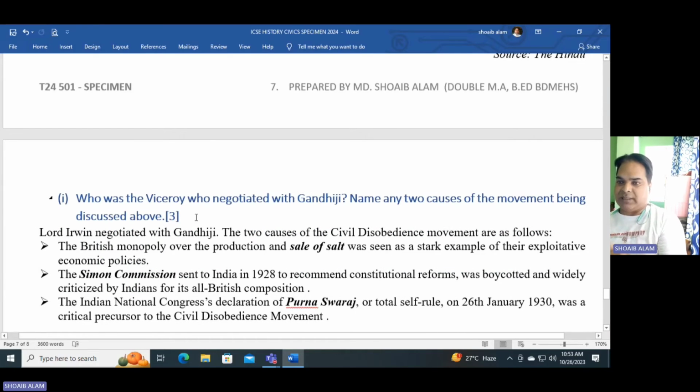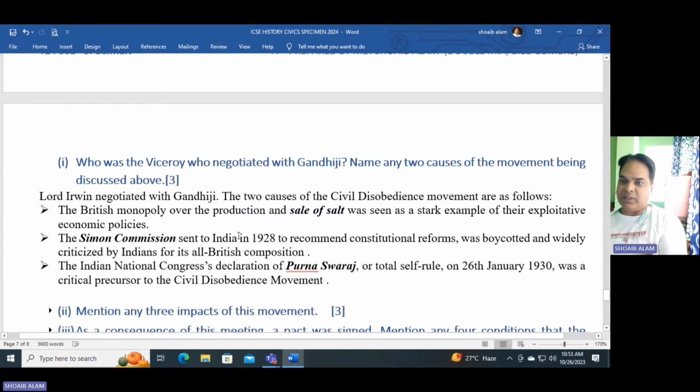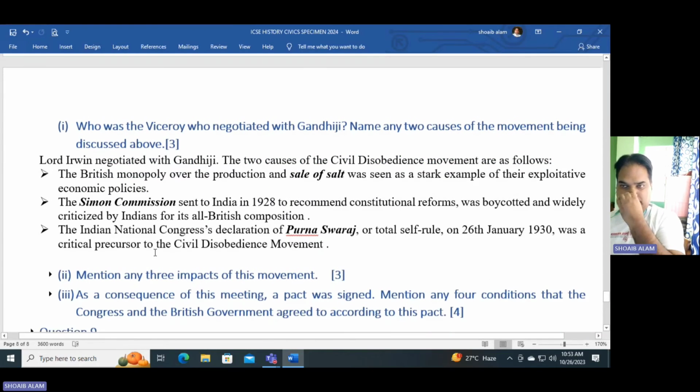Who was the viceroy? The answer is Lord Irwin was the viceroy. Name the two causes of the movement. So the first cause is the British monopoly over production of salt. Second one is Simon Commission. And the third one, Purna Swaraj. So these were the three causes. Two causes you can mention.